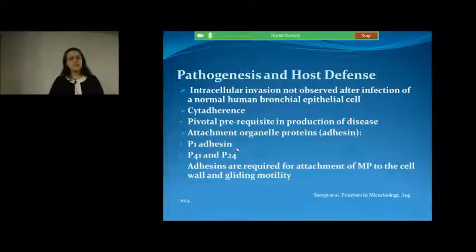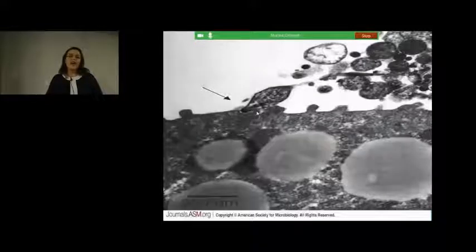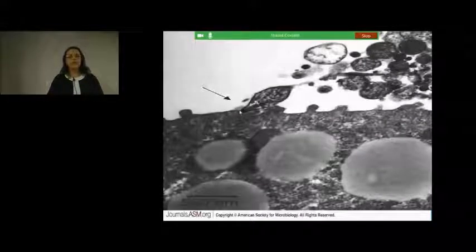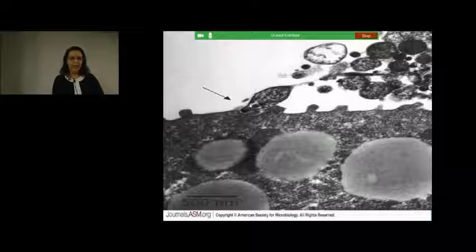Here this picture, I thought, was very interesting because it shows clearly the mycoplasma with its attachment organelle in close contact with the respiratory epithelial cells of a mouse in the animal laboratory model.